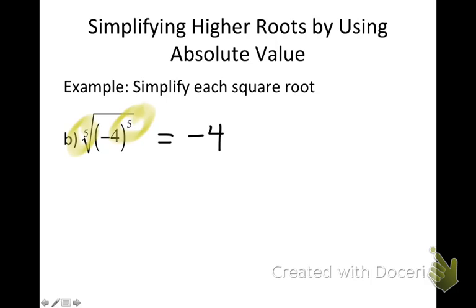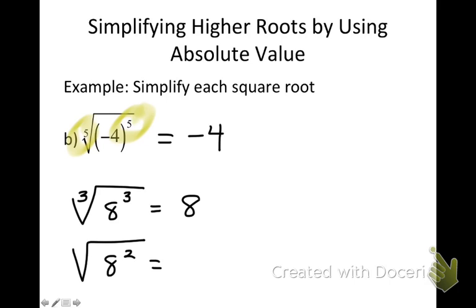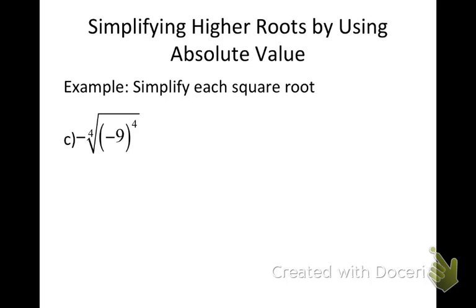Okay, so if I had, I'm just going to make up one here, the cube root of 8 to the 3rd, what would that be? 8. If I had the square root of 8 squared, what would that be? 8. If I had the square root of -8 squared, what would that be? 8. Good. Okay. So you can get your answers a lot quicker when you're doing it that way. So now let's skip that one. Let's go to the variables.